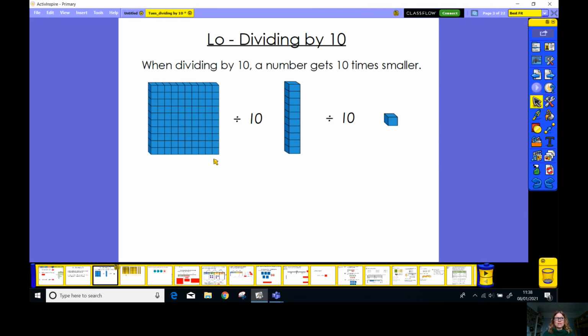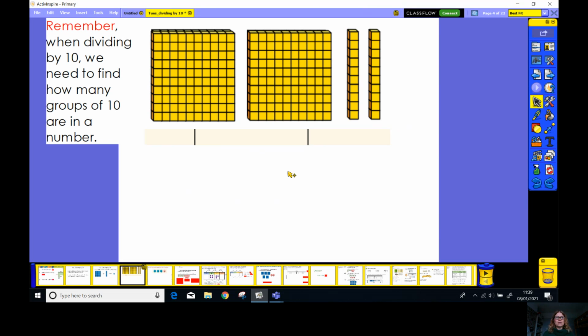So here we have a Dienes of 100. We divide it by 10 and it becomes 10. We take that Dienes of 10 and we divide it by 10 and it becomes 1. So it's getting smaller each time. Look how it's moving in this direction. Okay, so let's look at this next number.